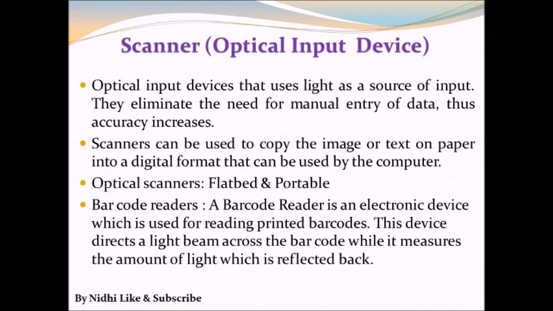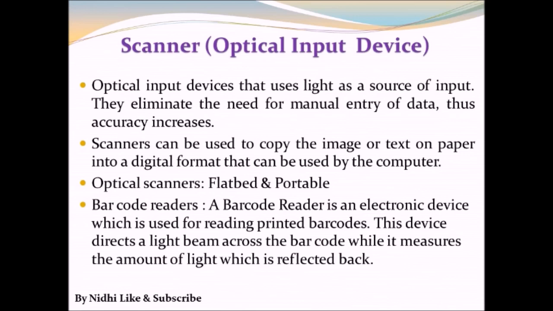And optical scanners are also categorized into two parts: flatbed and portable. Portable means we can move these types of scanners, that is handheld scanners that can be used with a phone, etc. And flatbed scanners, as compared to portable, are heavy and can be used at a particular place. And barcode readers also come under the category of scanners, that are handheld scanners.